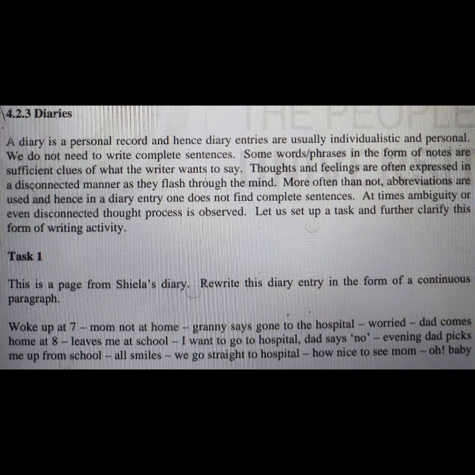Let us set up a task and further clarify this form of writing activity. Task 1. This is a page from Sheila's diary.